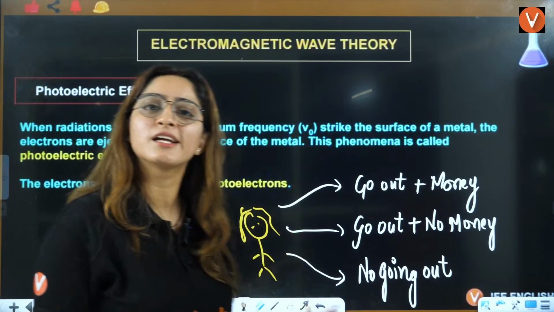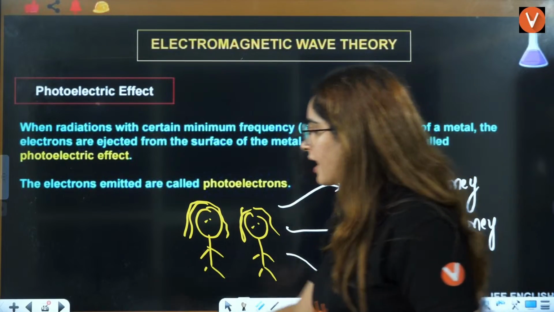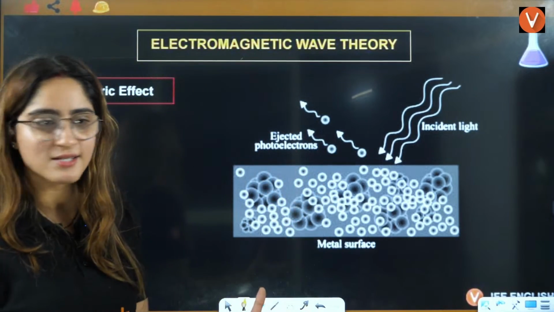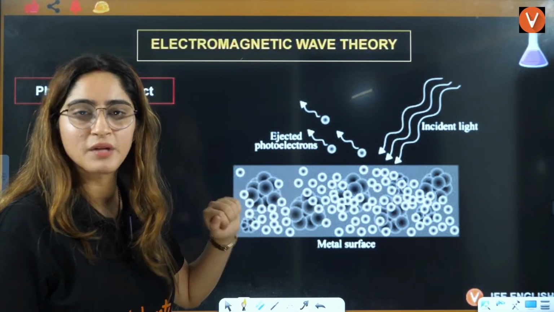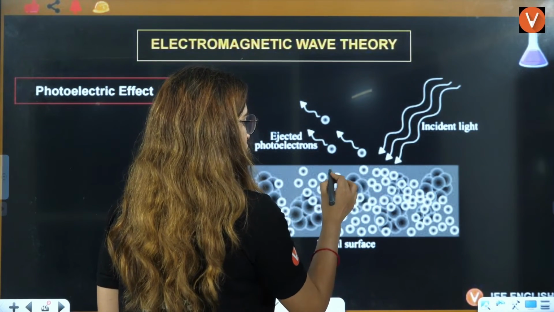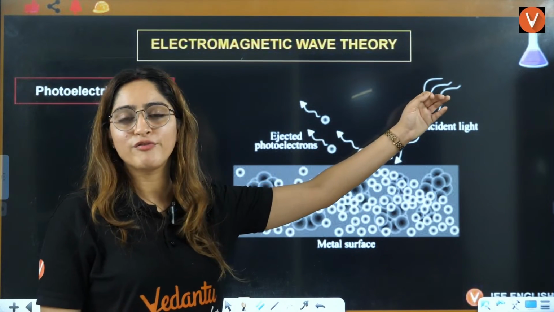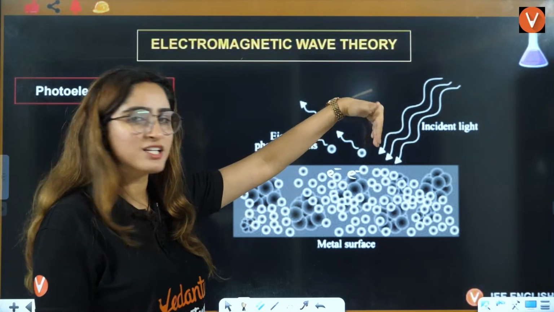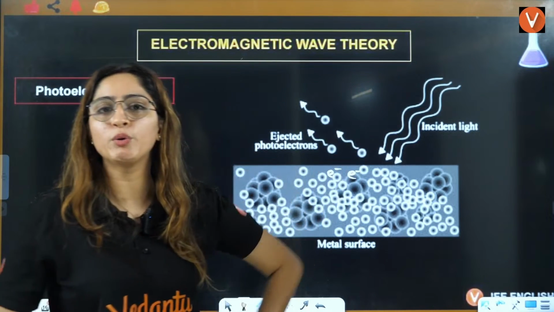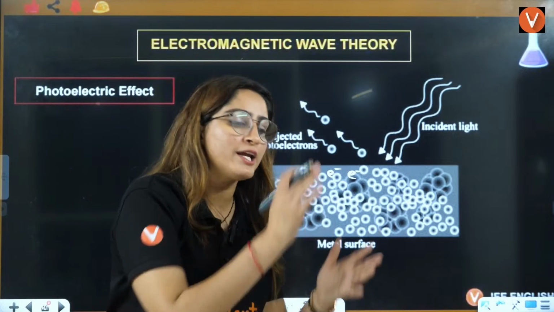Similar is the photoelectric effect. Same thing, but in this case, the parents are the metal, and the metal has atoms which have electrons. So I am just writing these electrons here. You have your friend named Mintu who is convincing your parents, and you are Chintu. The electron is Chintu, and Mintu is the incident light that is coming. So incident light is falling on the metal.